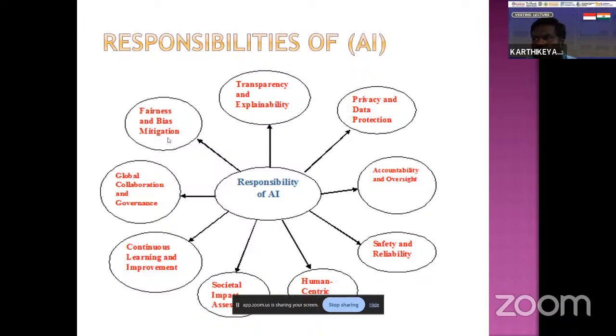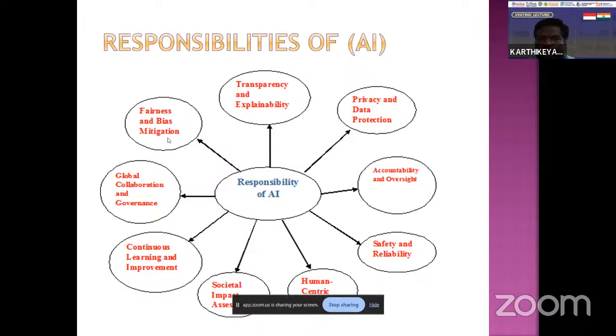And the next responsibility of AI is privacy and data protection. AI applications should respect user privacy and protect sensitive data. This involves implementing robust data protection measures, obtaining informed consent for data collection and usage, and adhering to privacy regulations and best practices.